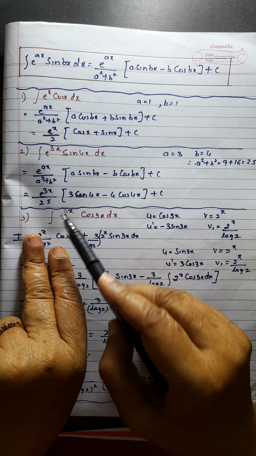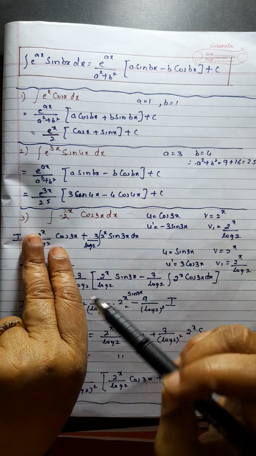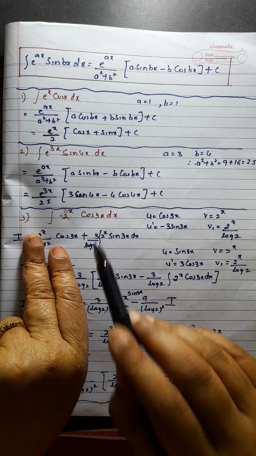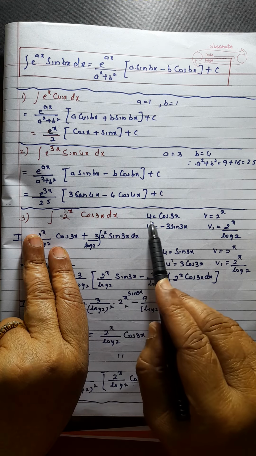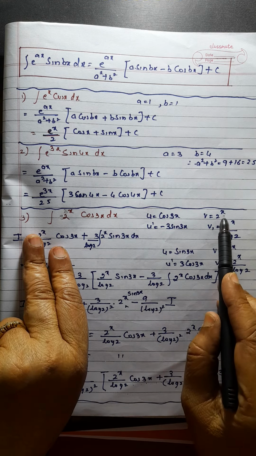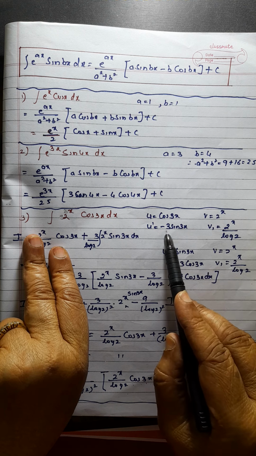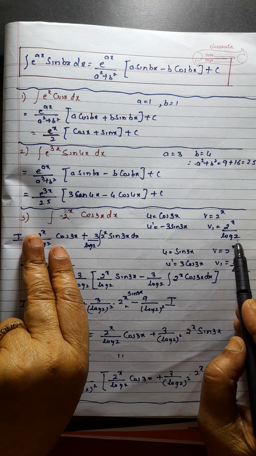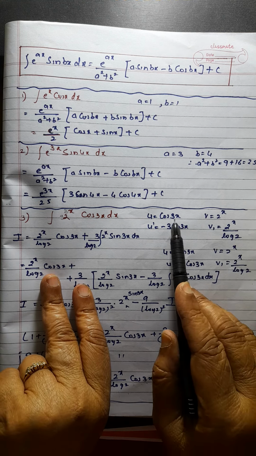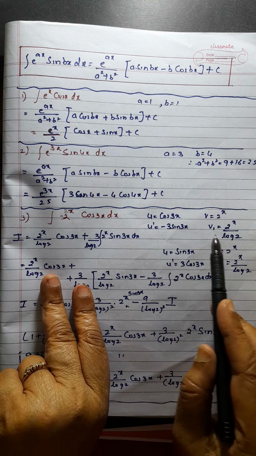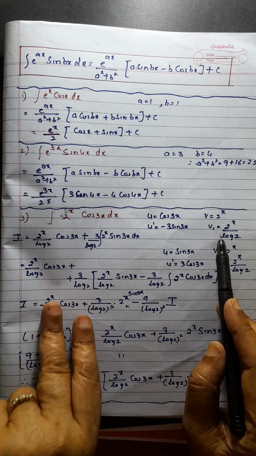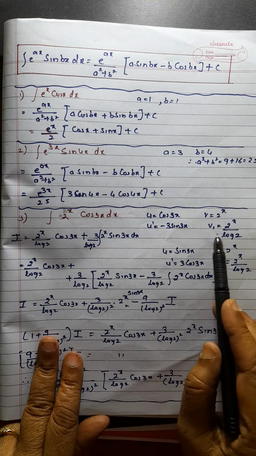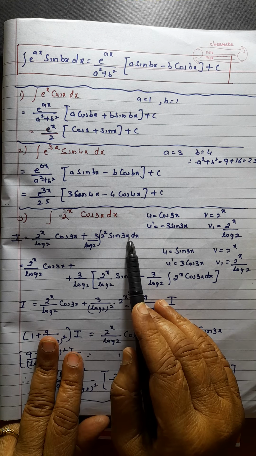But if 2 raised to x is there, then you cannot use this. This is for e raised to x. So if 2 raised to x cos 3x is there, then you have to do it actually. So here cos 3x is equal to u, v is equal to 2 raised to x. Its derivative is minus 3 sin 3x. And its integration is 2 raised to x upon log 2. So integration of this will become this into this minus this into this. Now when you do minus this into this, it will become plus. And minus 3 upon log 2 will come out and you will get this.